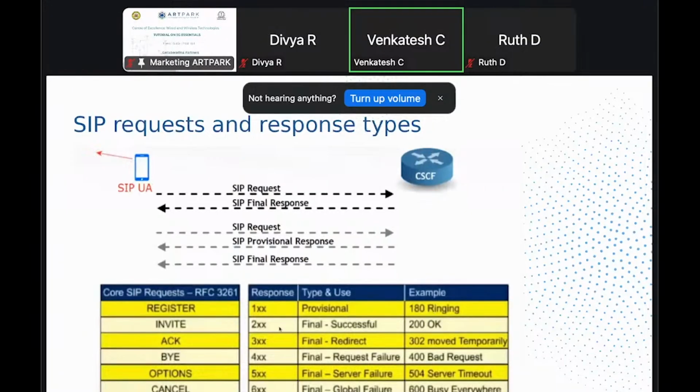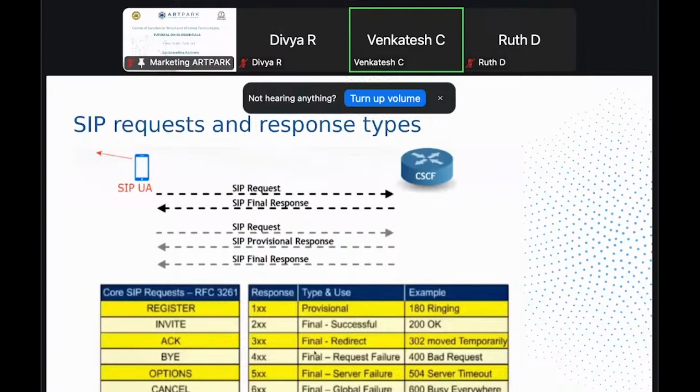And another is the successful response. The provisional response will always be followed by a successful response. It's not similar to the final response. In the final response, if the request was successful, at that time it will send the 200 OK message. One example is the 200 OK message. Like for the INVITE message, the server will reply with the 200 OK.